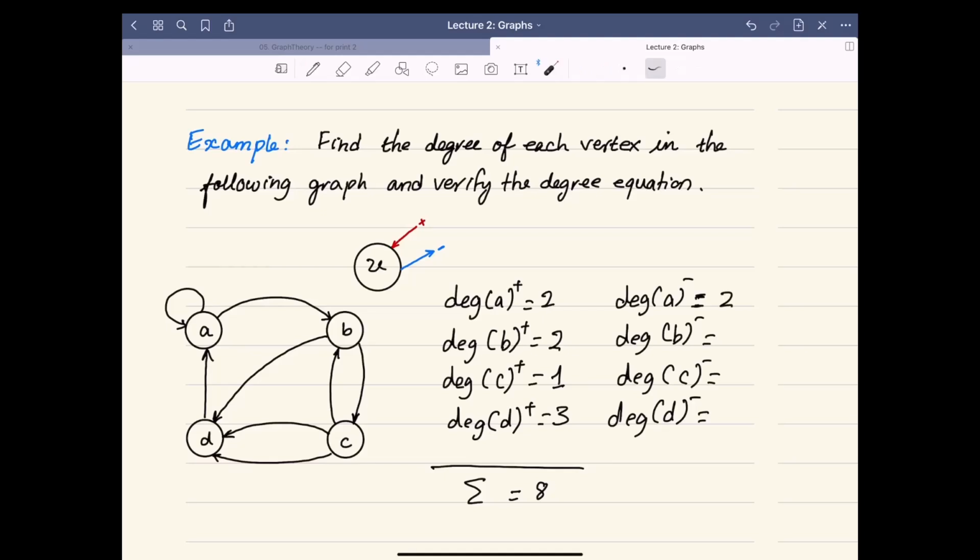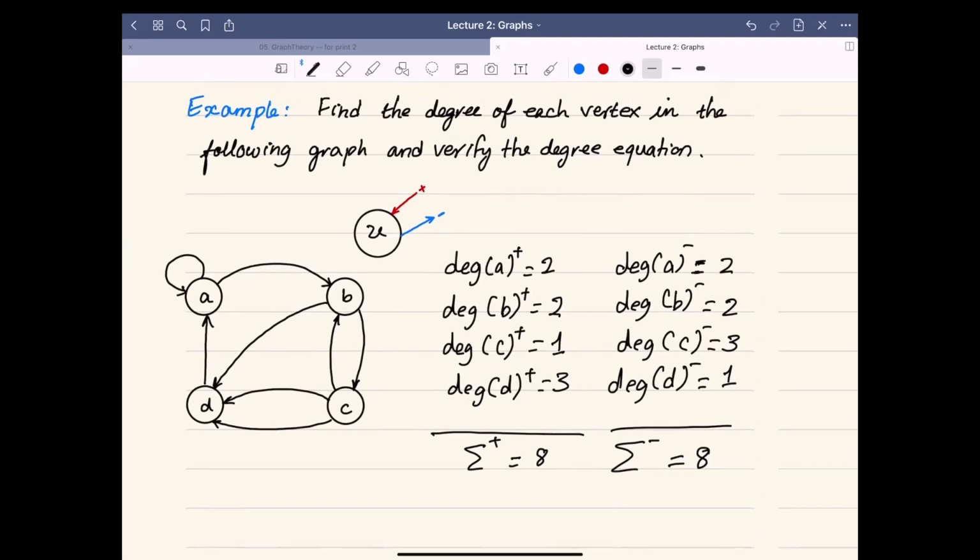Now for B, how many out arrows? We have 1 and we have 2, so also here we have 2. And now for C, how many out arrows? We have 1, we have 2, and we have 3, so we have 3. And finally for D, we have only 1 out arrow, so it's equal to 1. So the summation of plus, the summation of minus is also equal to E.